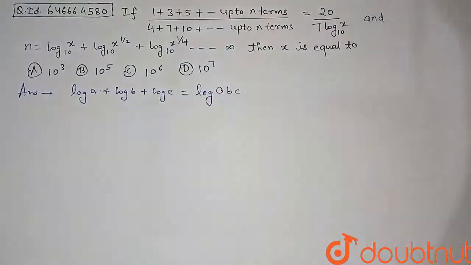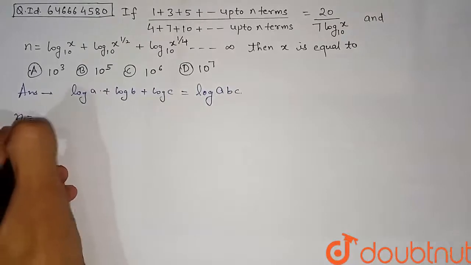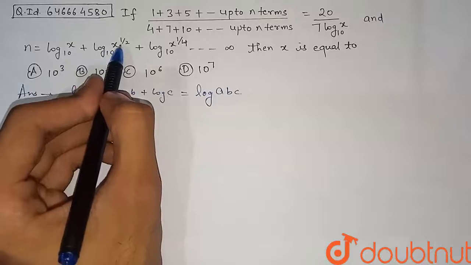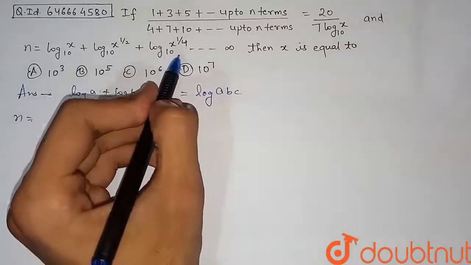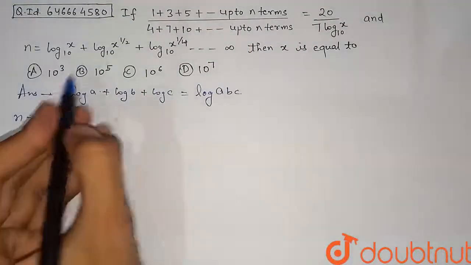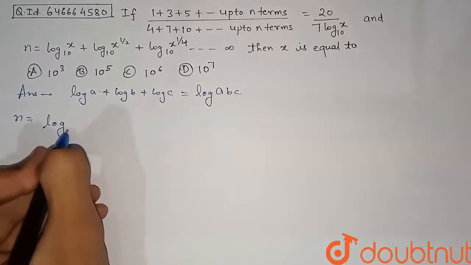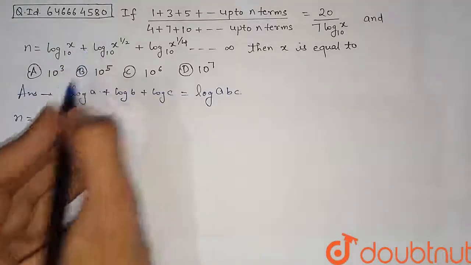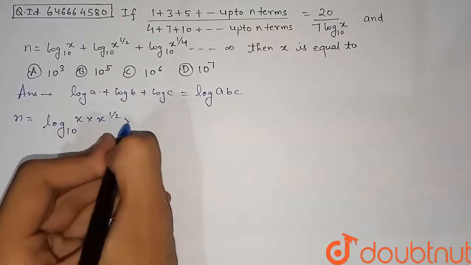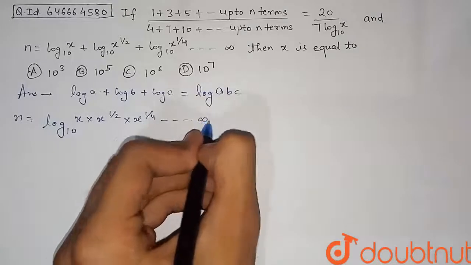So by using this formula, if we calculate the value of n, n will be equal to log of x, log of x^(1/2), log of x^(1/4), all these multiplied up to infinity. So we can write this as log base 10, because the base will not change, of all these multiplied, that is x multiplied by x^(1/2), further extended to x^(1/4), up to infinity. So this is the value of n.